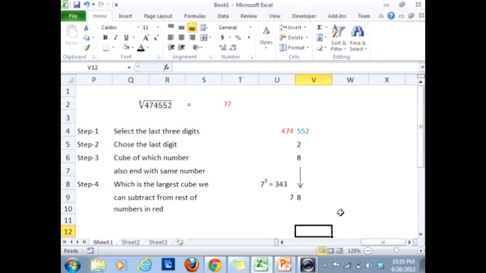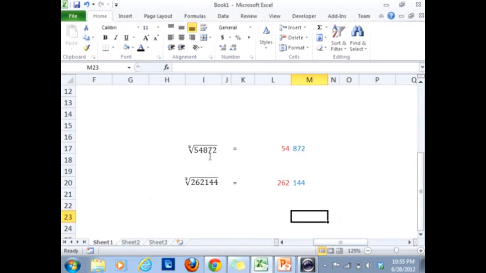So let me give you another example. I have 54872. So 54872 can be written as 54 and 3 digits in the end, which is 872. So the number ends with 2. So the 8 cube is also ending with 2. So I will write 8 here.